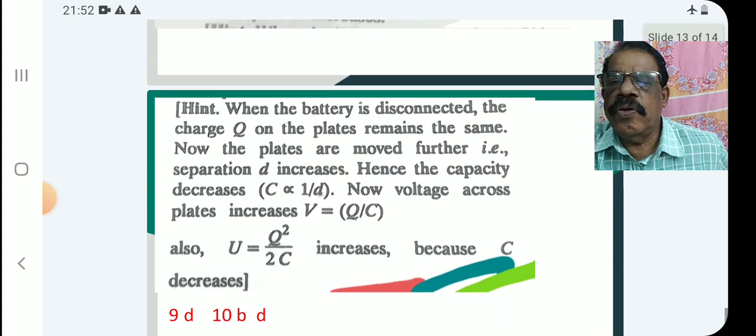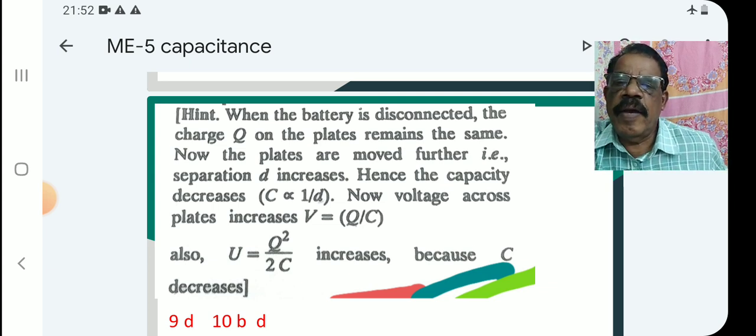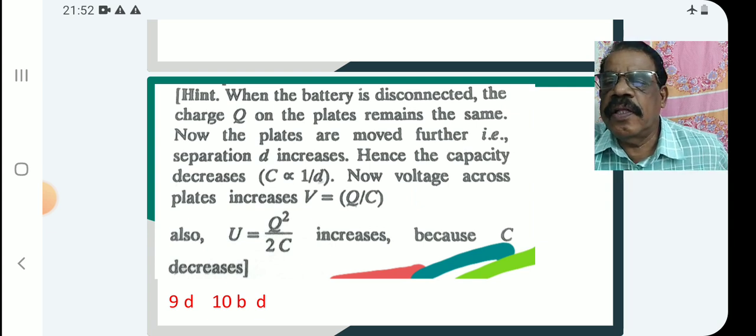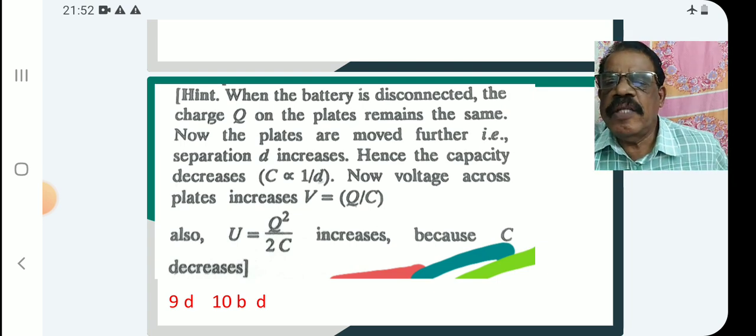Answer B and D. You look here, when the battery is disconnected, the charge on the plates remains the same. Disconnect ചെയ്യുമ്പോൾ charge same ആയിരിക്കും. Now plates are moved further, that is separation D increases, hence the capacity decreases, C proportional 1 by D. Now the voltage between the plates is V equal to Q by C, and also U is equal to Q square by 2C increases because C decreases. So answer B and D.